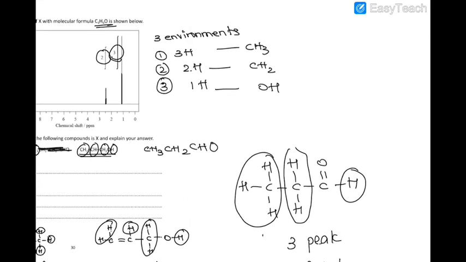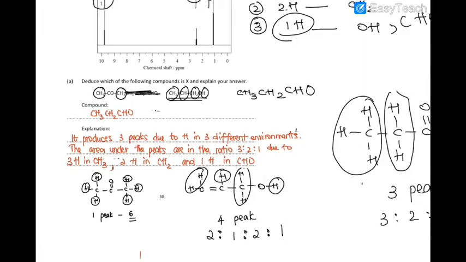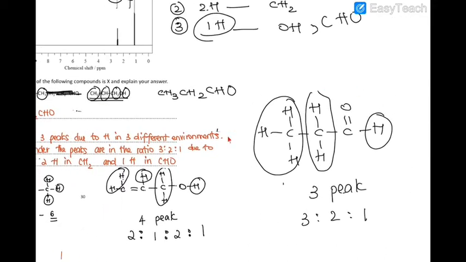So here that 1 hydrogen is not because of an OH, but it's because of the H in CHO. So it's still a hydrogen that's alone, and that's in a different environment compared to the others. So this is one way that you could answer it. It produces 3 peaks due to the 3 different environments. The areas under the peaks are in the ratio 3:2:1 due to 3 hydrogens in CH3, 2 hydrogens in CH2, and 1 hydrogen in CHO. You can also draw the diagram to show the different environments.